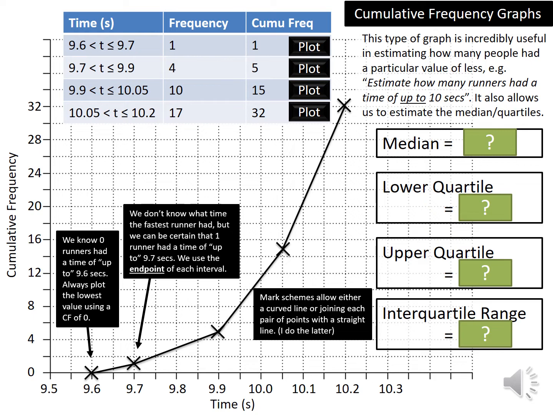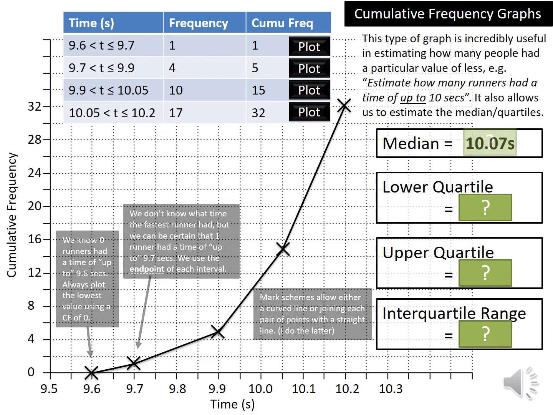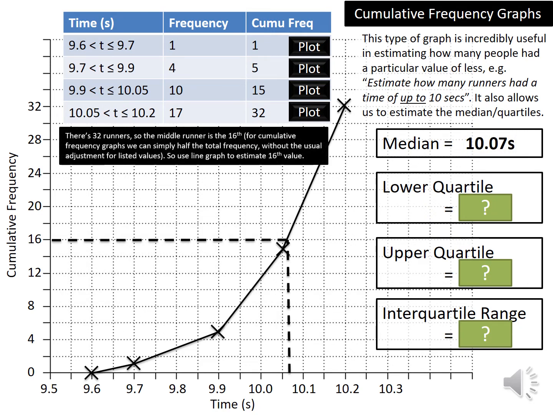Okay, so now we're going to look at how we do the estimation, and this is the key points. So based on what we saw last lesson, we know that the median is the middle one of the group. So with this, we know that in our total group we had 32 because that was the maximum cumulative frequency. So the median should be the 16th one out of that 32, so halfway along. So what we would do to work out the median is we go across from 16 and then down. So 16 at the cumulative frequency, we go across and then we go downwards, and that gives us our measurement. So it's about 10.07.